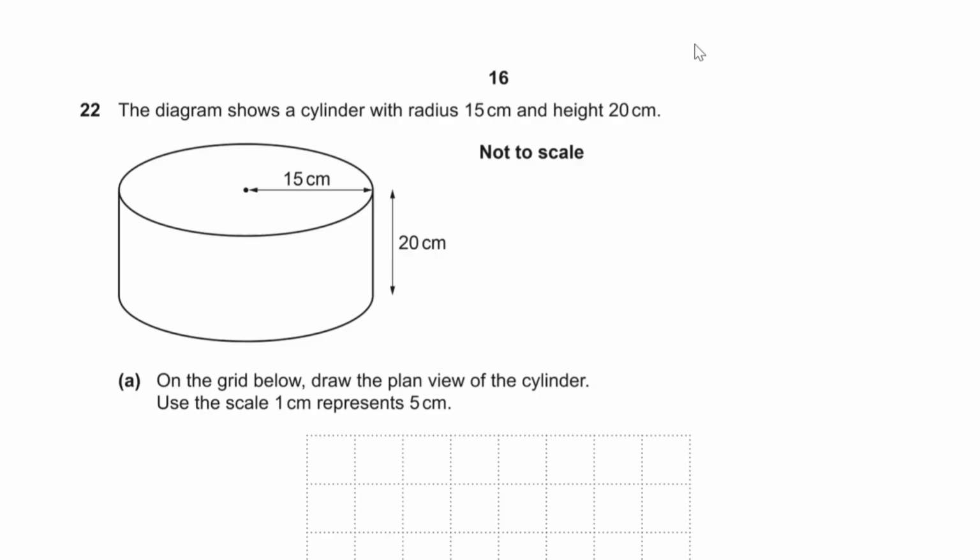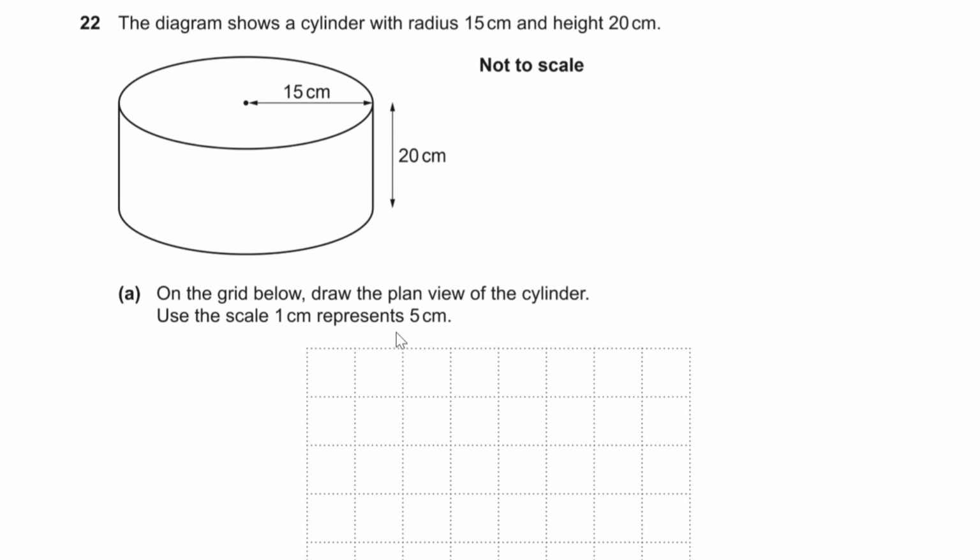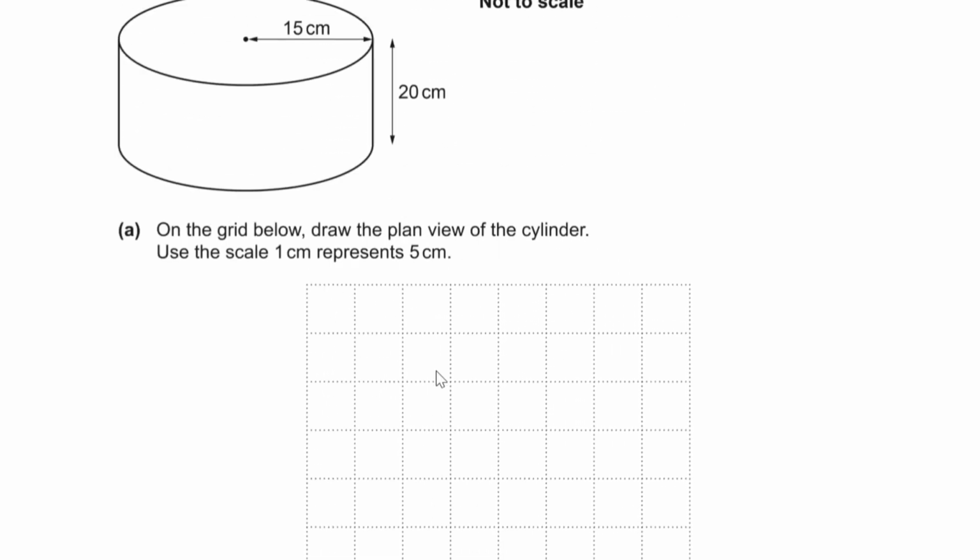Question number 22. The diagram shows a cylinder with radius 15 centimeters and height 20 centimeters. For part A, on the grid below, we have to draw the plan view of the cylinder. Use the scale 1 centimeter represents 5 centimeters.